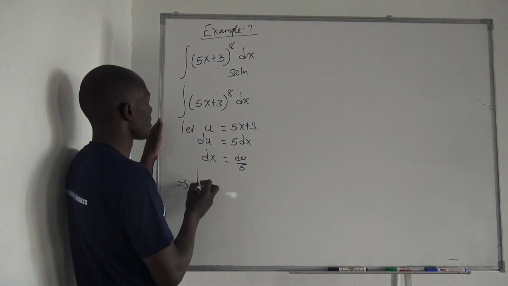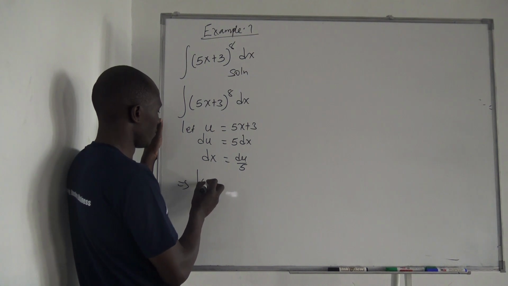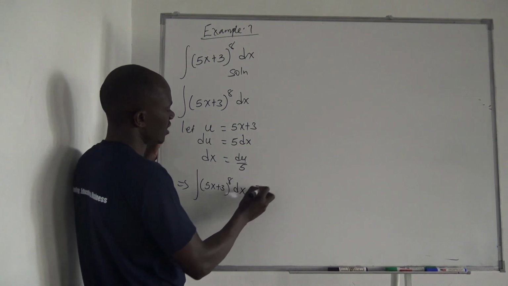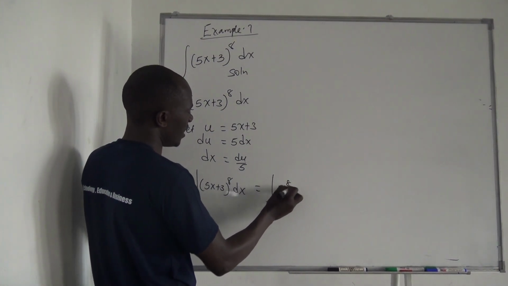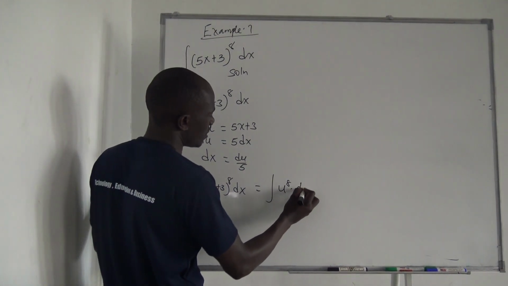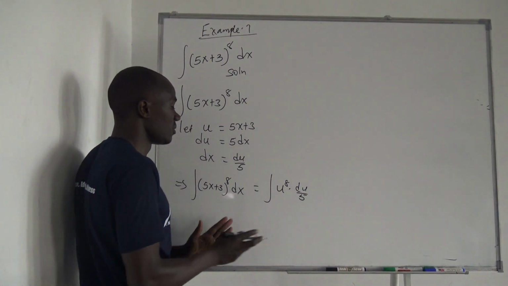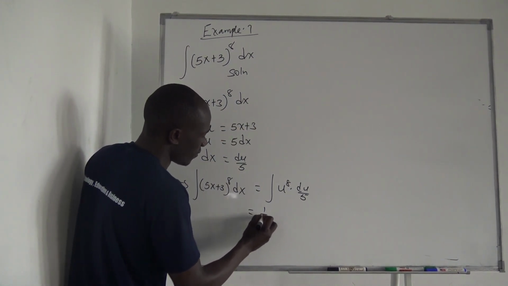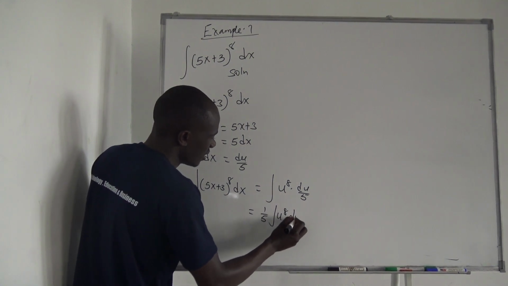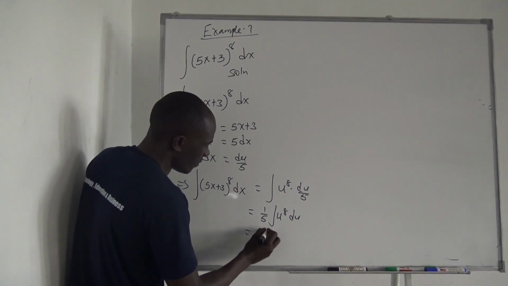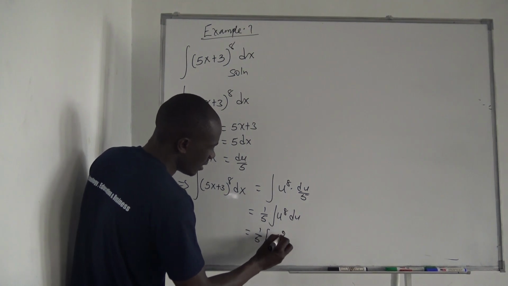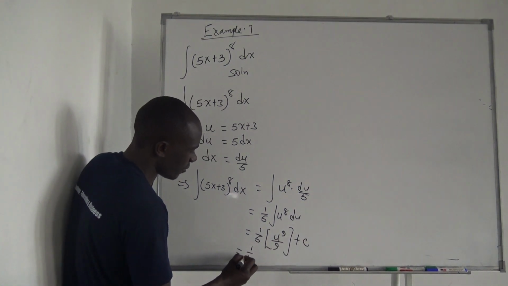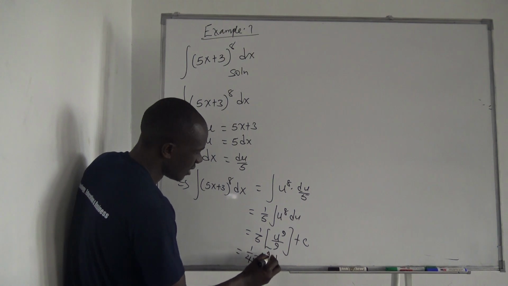This implies that integral of (5x plus 3) power 8 dx is the same as integral of u power 8 times, where there is a dx, we put du out of 5 because we have already changed everything from x in terms of u. So we factor out the constant, which is 1 over 5, integral of u power 8 du. We say 1 over 5, add 1 becomes u power 9 out of 9, then plus c. So guys, this becomes 1 over 45 u power 9 plus c.